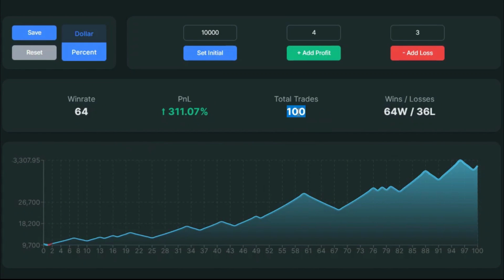Now let's see the stats. This strategy has been tested 100 times on the YFII currency. The number of wins is 64, and the number of losses is 36. The net profit was 311%, and the win rate was 64%. Take profit was set at 4%, and the stop loss was 3%.